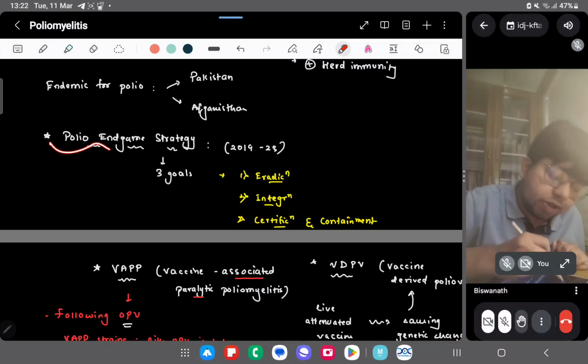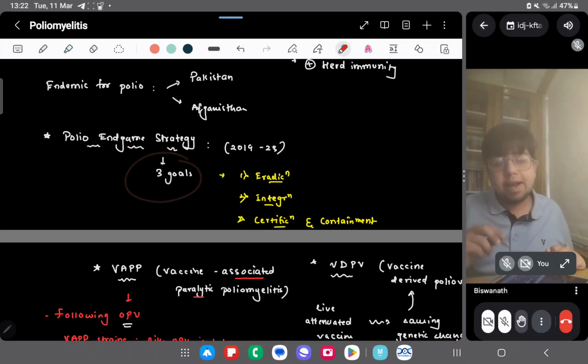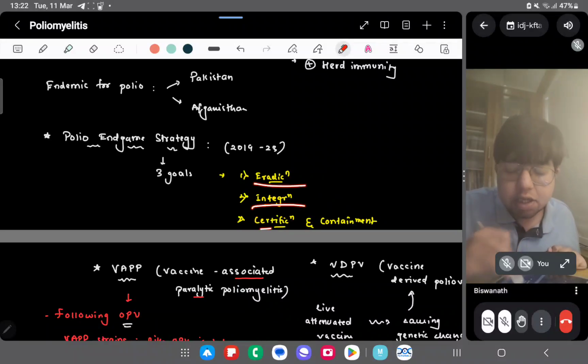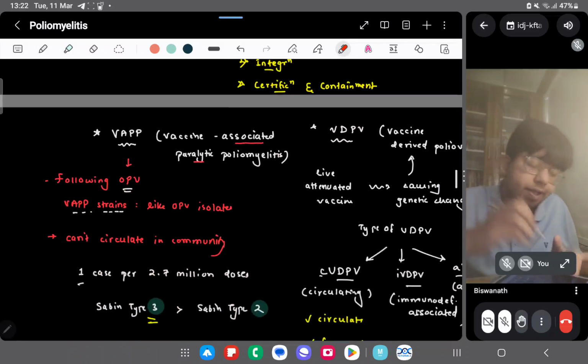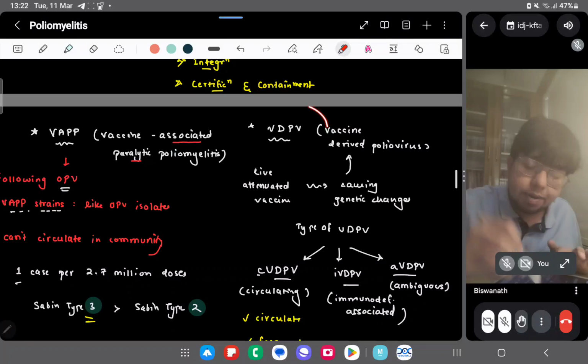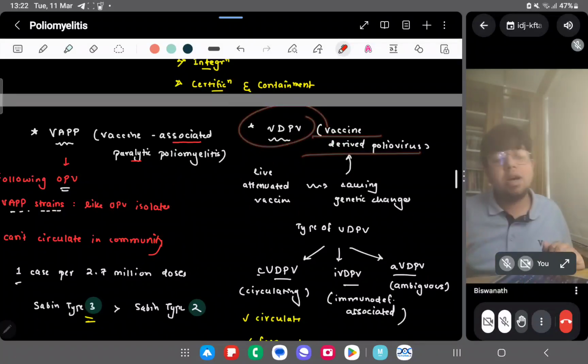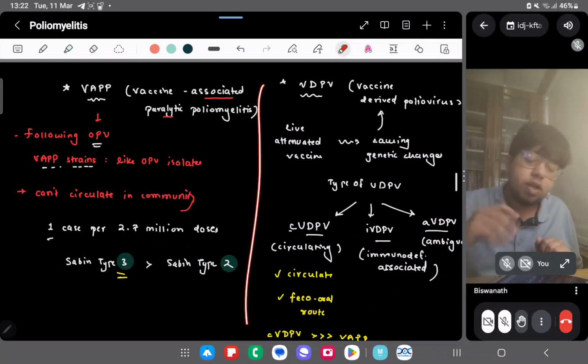We have the Polio Endgame Strategy in India, 2019 to 2023. Three goals are there: eradication, integration, certification, and containment. These are the goals of the polio endgame strategy, which can be asked. Then VAPP is vaccine associated paralytic poliomyelitis, and VDPV is vaccine derived poliovirus. Okay, these things you have to remember. These two are separate things.